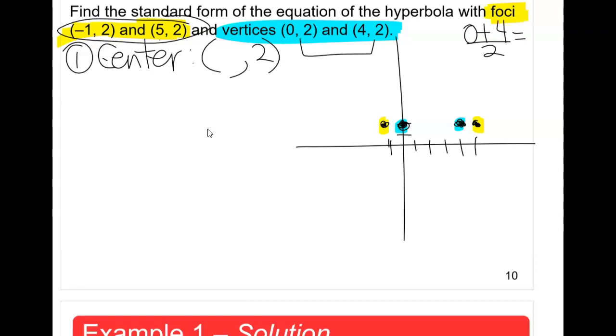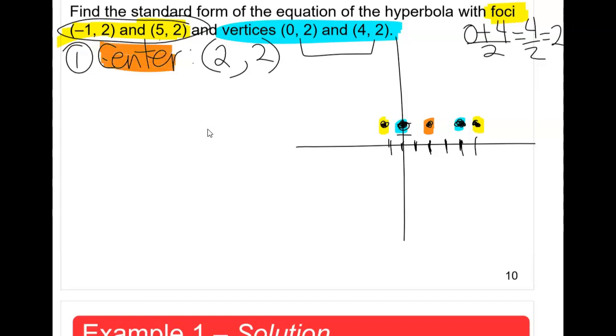So 4 over 2 is equal to 2. And that's how I find this coordinate of the vertex. Also, if I was to plot it, just to count, I have from here to here 1, and then 2, 3, 4. So half of 4 is 2. So it will be right there. And that's going to be our center.